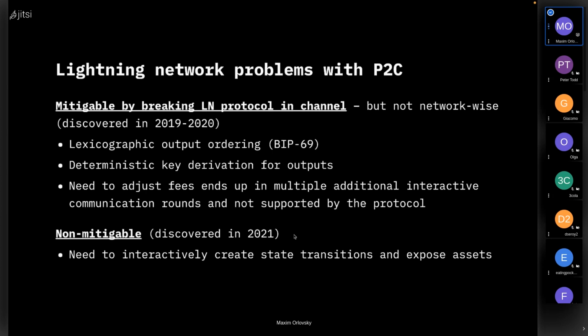What is not doable and not mitigatable, the issue that we discovered over the last 2 weeks, is the need to interactively create state transitions to operate RGB assets in the channel when you have more than a single asset in the channel. And the leak of privacy from this procedure, when you need to also expose the assets which do not participate in the channel funding.